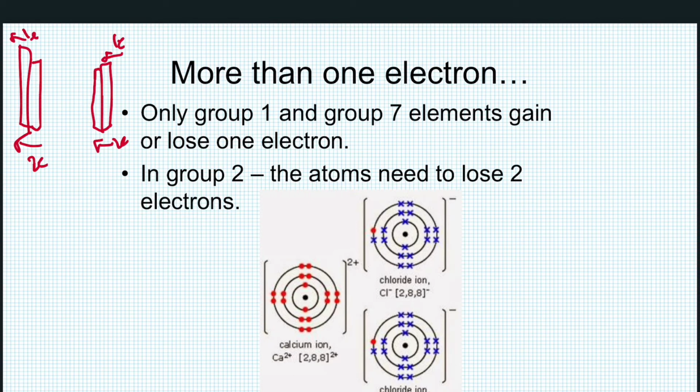It has to do that in order for it to become stable. So here we have a group 2 atom, or group 2 ion at this point, of calcium, and it has lost 2 electrons. Now each of those electrons have gone to a different chlorine atom to make 2 chloride ions. So the calcium ion had to lose 2 electrons to have a full outer shell. The chlorine atom had to gain 1 electron to have a full outer shell.